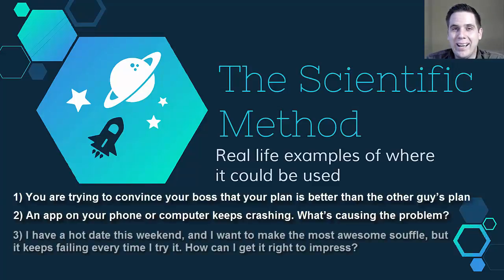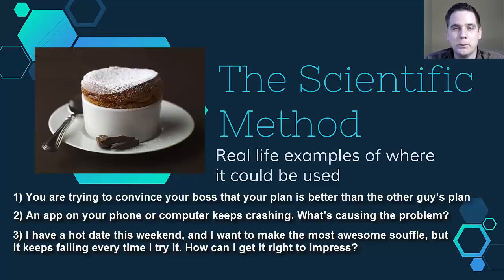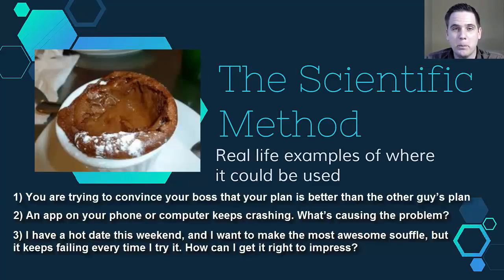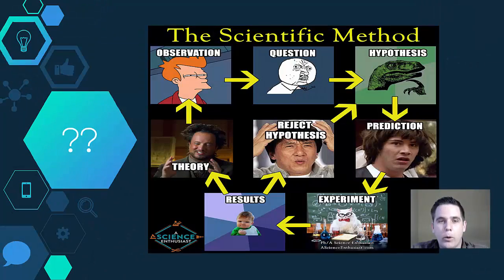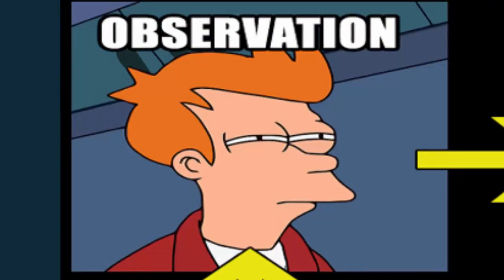Or maybe you've got a hot date this weekend and you've got this idea that you are going to impress that date with the most awesome, most excellent, most amazing souffle, but every time you make a souffle, it doesn't rise. It comes out this ugly, eggy mess. How can you use the scientific method to solve problems like these? Well, it all starts out with an observation. We'll use the last example, the souffle that keeps failing. The observation is that your souffle keeps failing.